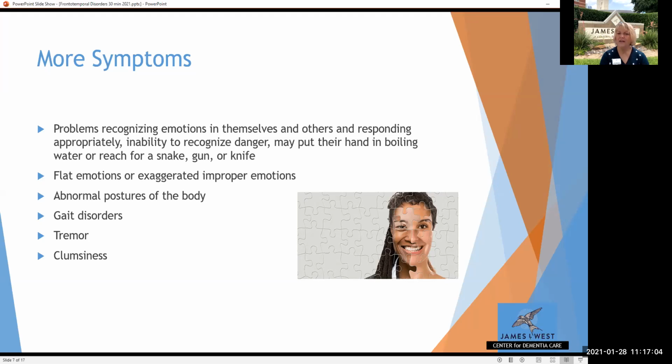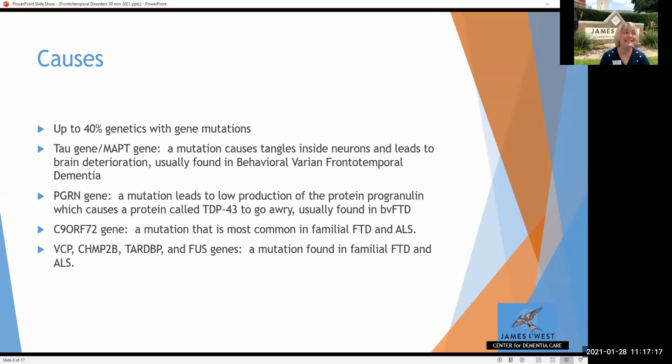Abnormal postures of the body is just when they start to get stiff or rigid. Gait disorders, a tremor, and clumsiness. And some of you may be starting to hear Parkinson's in your head, because they might get misdiagnosed as Parkinson's, since they can present as Parkinson's. So what causes this? With Alzheimer's disease, we know that there is a plaque that starts to grow on the brain.